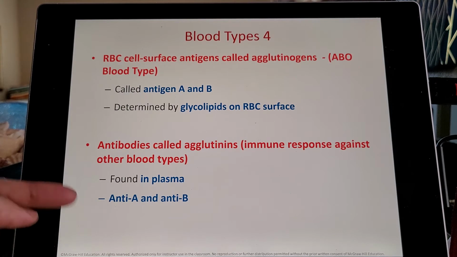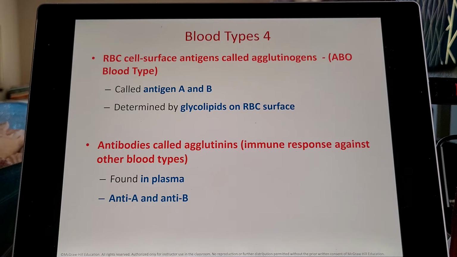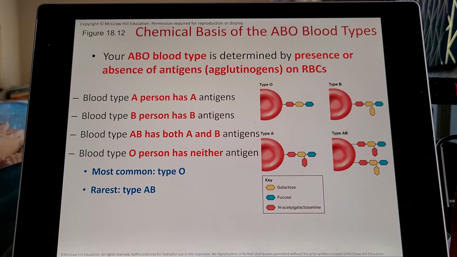So we have an anti-A and an anti-B. So that's how we test the blood. If it clumps up in anti-A, then we know this is A blood type. If it clumps up in B, we know it's B. And we'll actually look at this, and you should have a Connect lab that does this.